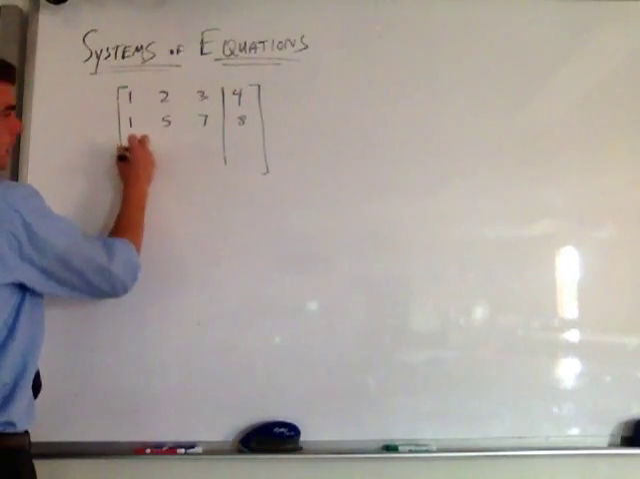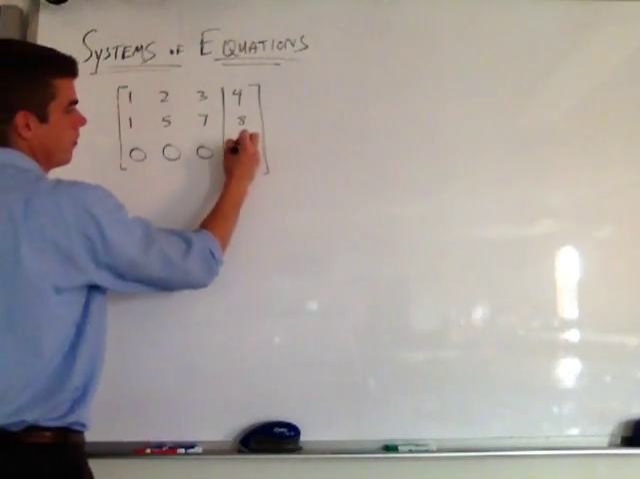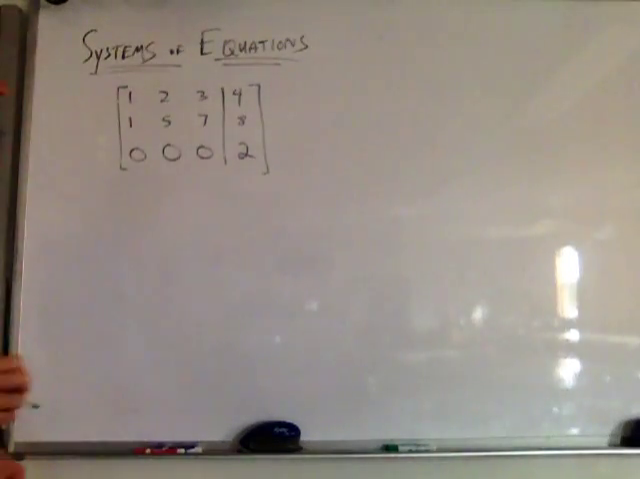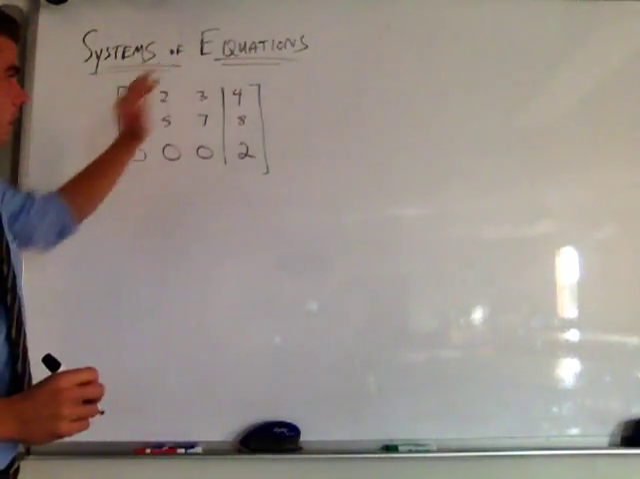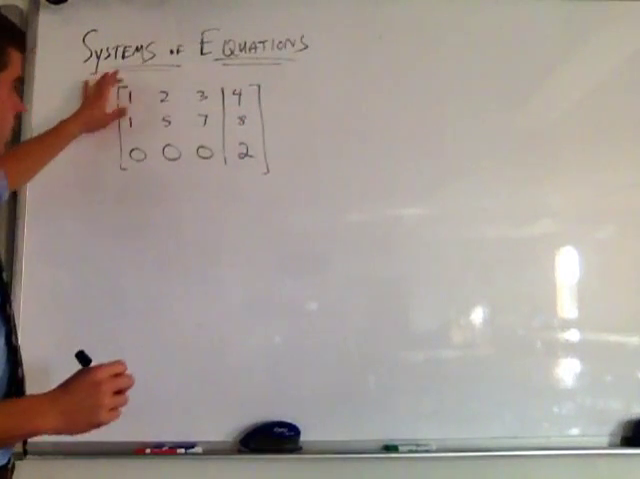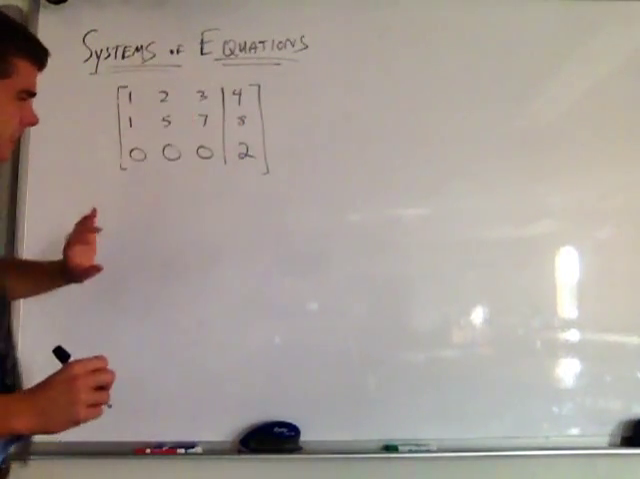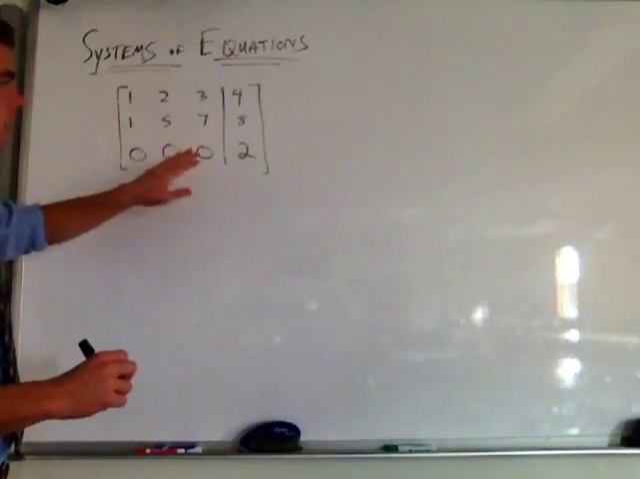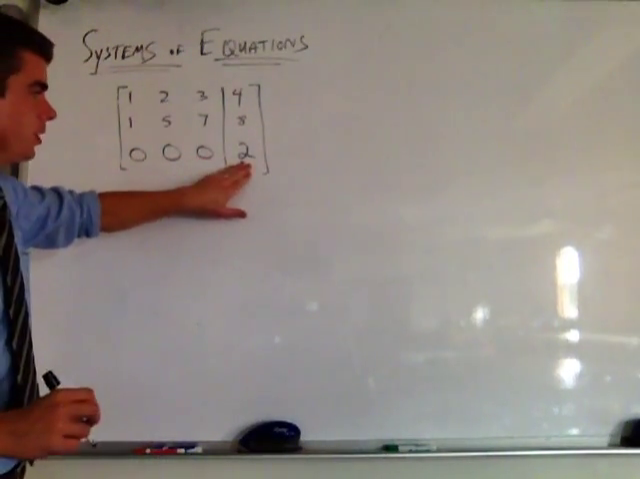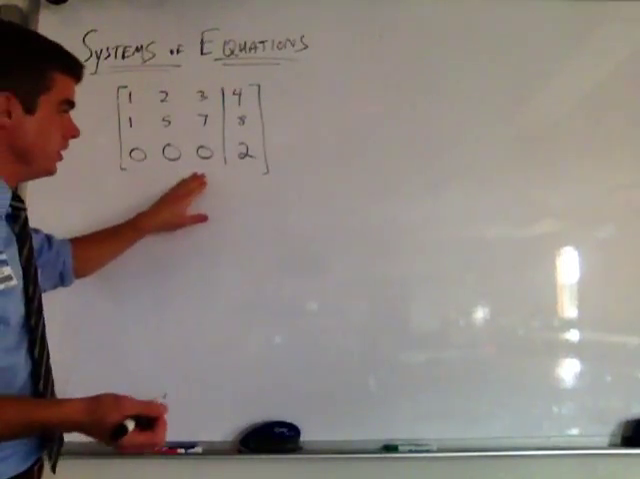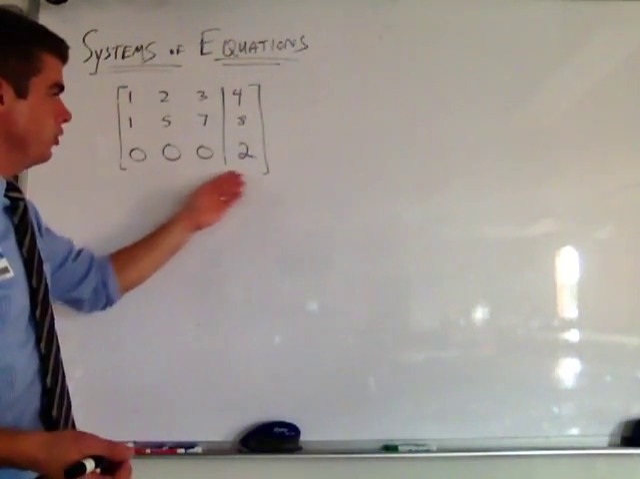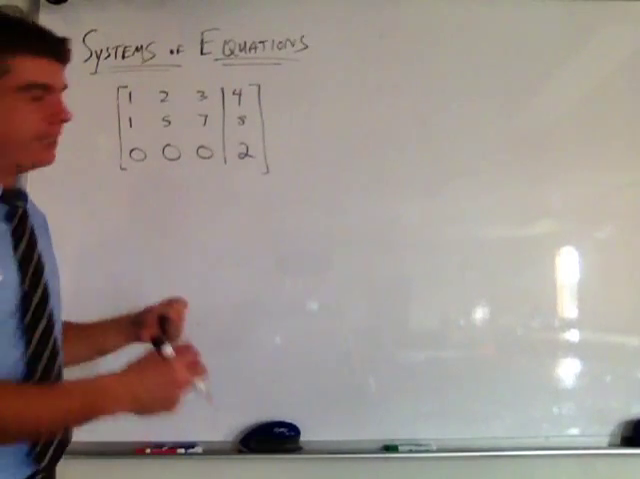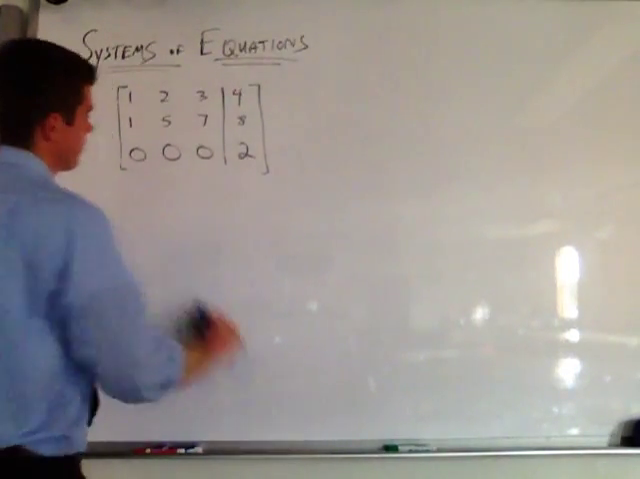Another example of an inconsistent system would be something like this. If you look at the first row and the second row, they're different, they're not multiples, everything is distinct. And this last row says 0x plus 0y plus 0z equals 2. Well, in other words, 0 equals 2. Again, not a true statement. This system is inconsistent.